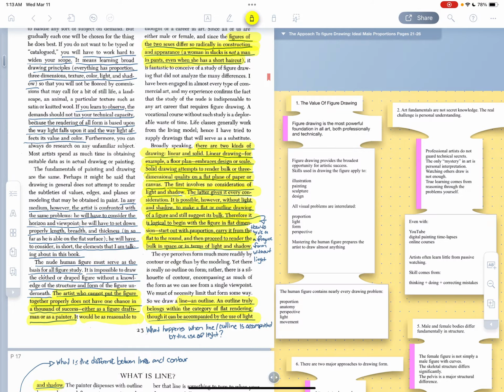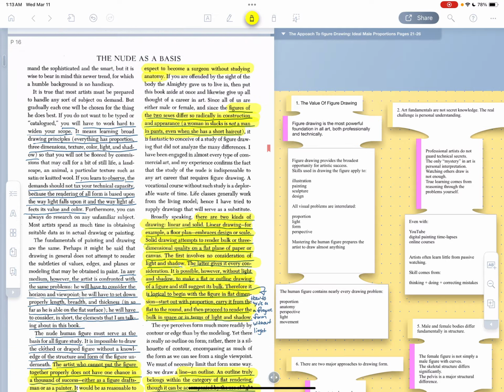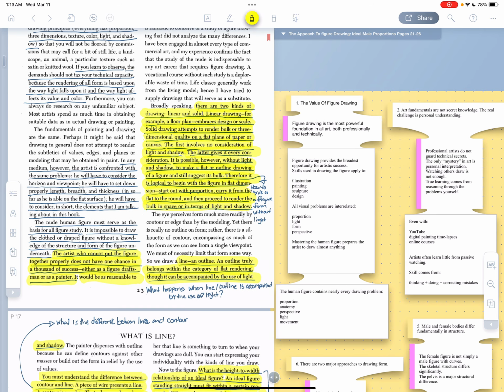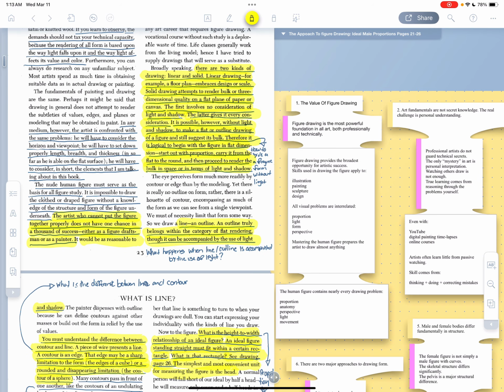This is where he starts talking about structure and anatomy a little bit. Figures of the two sexes differ radically in construction and appearance. A woman in slacks is not a man in pants, even if she has a short haircut. I thought that was important. I just wrote that down.